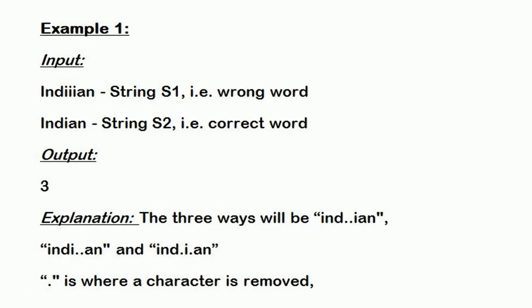Example 1. Input. INDIIIAN, string S1, that is the wrong word. Indian, string S2, that is the correct word. Output. 3. Explanation, the three ways will be IND.IAN, INDI.AN and IND.I.AN. Dot is where a character is removed.